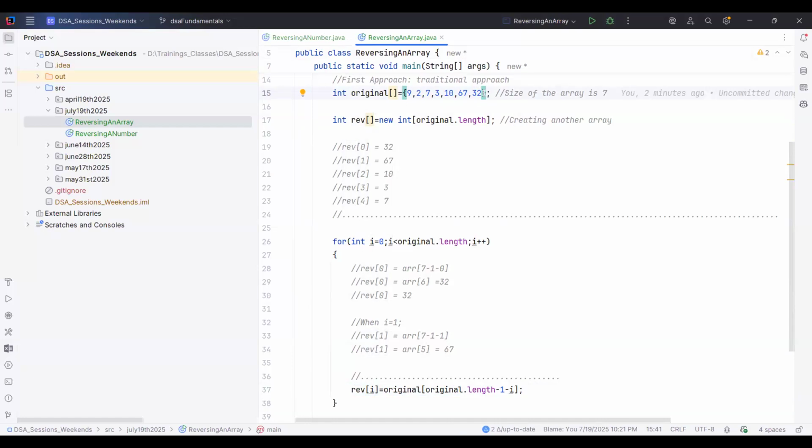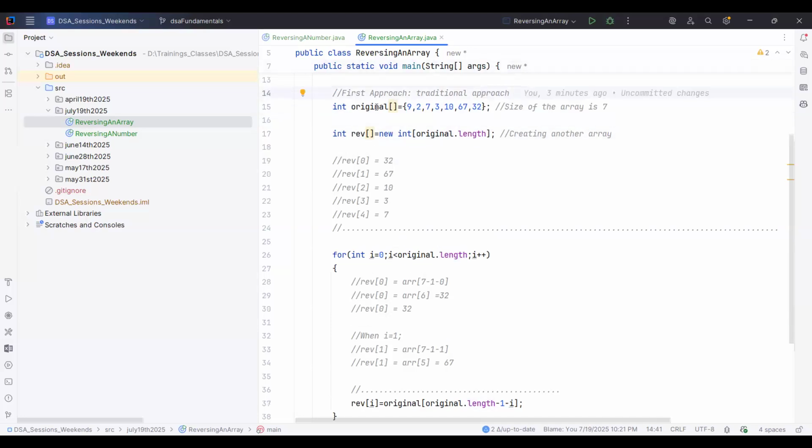When you created this reverse array object, in int original.length, why do you take original.length? Because the length of the array should be the same for both of these. If the lengths are different, then you cannot reverse the array properly. If the reverse array and the original array have different lengths, then that is not called a proper reversing of data.